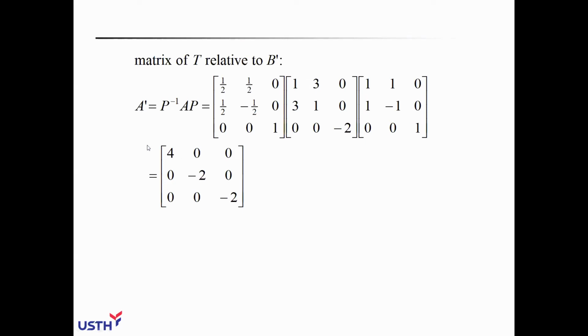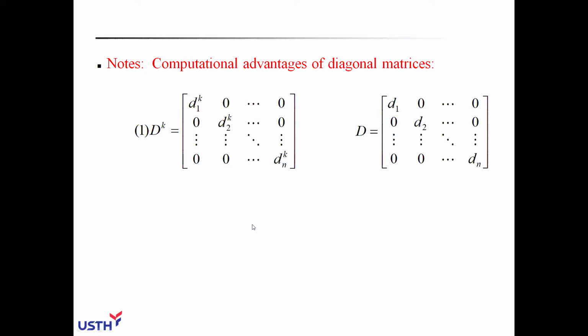However, before that, please remember that we found A prime, the matrix of T relative to a new basis B prime. And we observe that in the new basis B prime, the matrix of T is of diagonal form, like that. Now I will give you some advantages of a diagonal matrix. Why is that?